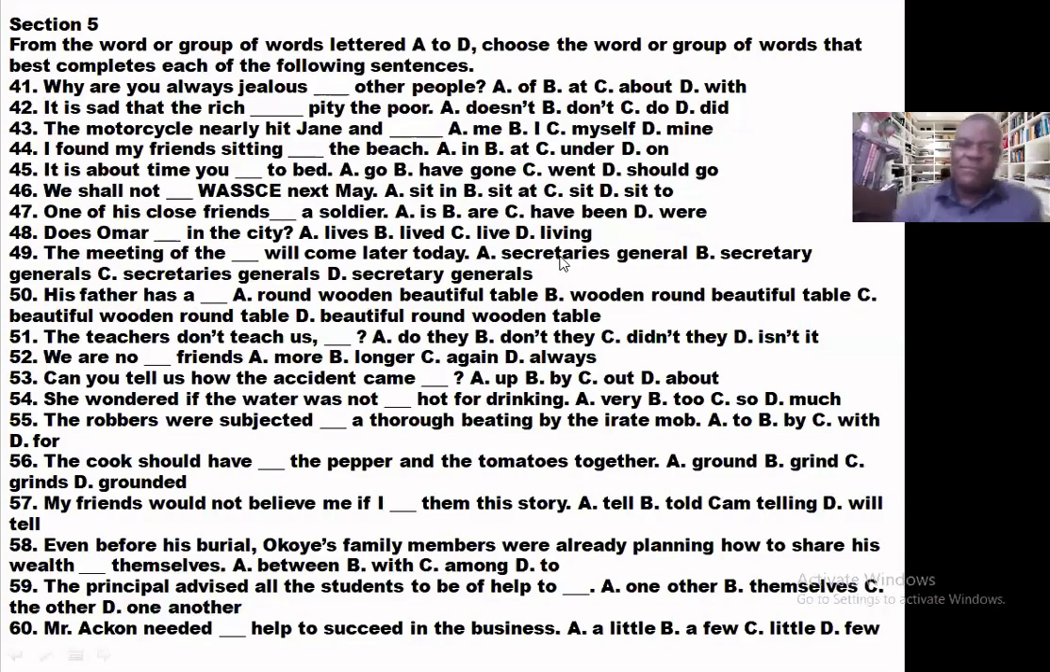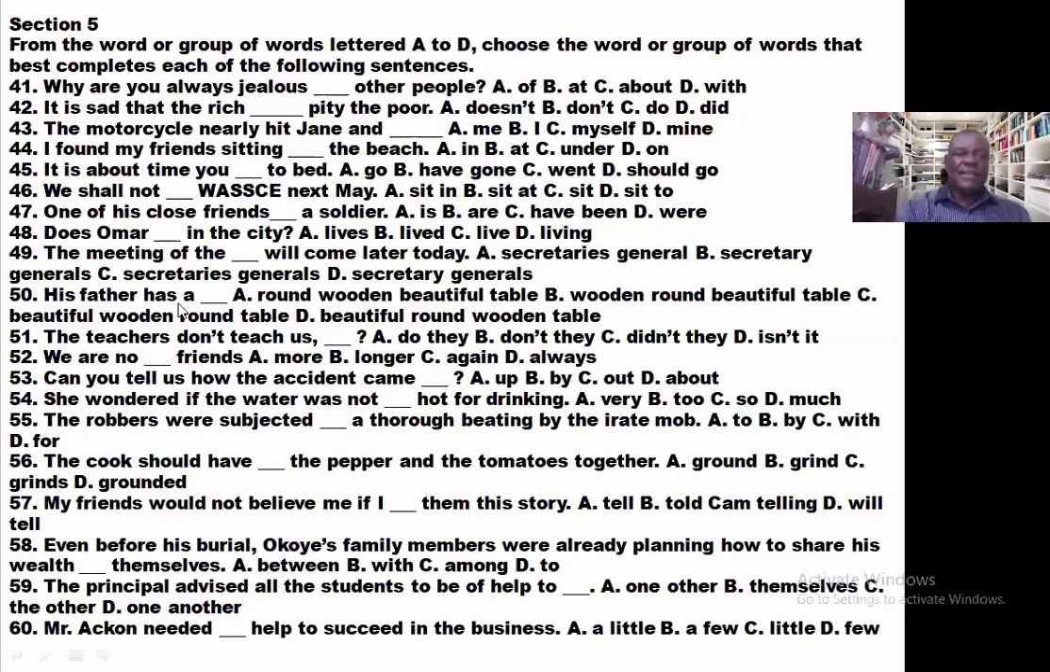So when you have a plural, a compound noun, you look for the key word, the head word, and pluralize it. So secretaries is not secretary generals, it is secretaries general. Just as you say heads of department, heads of government. So you look for the key word and pluralize that.